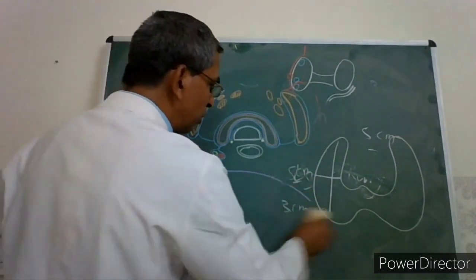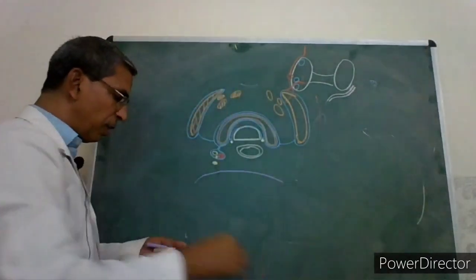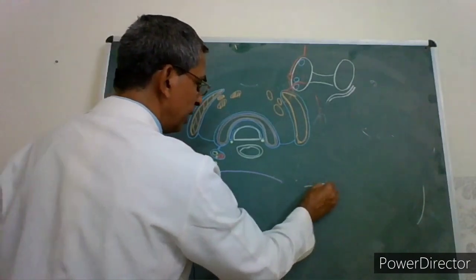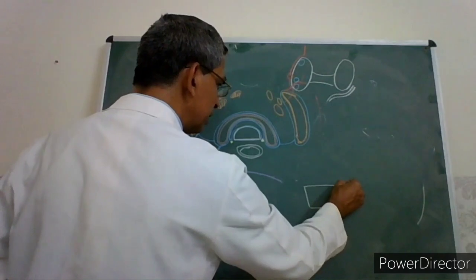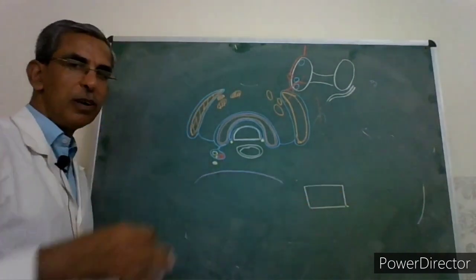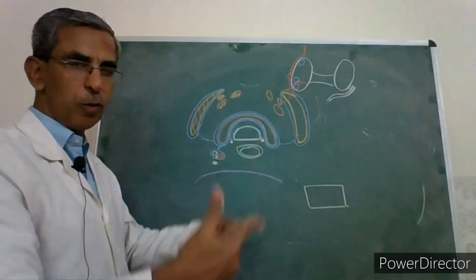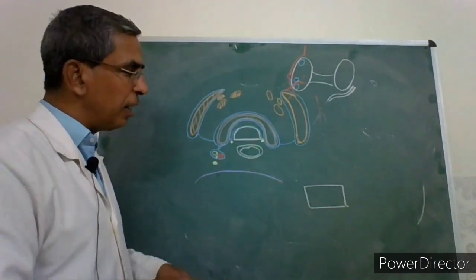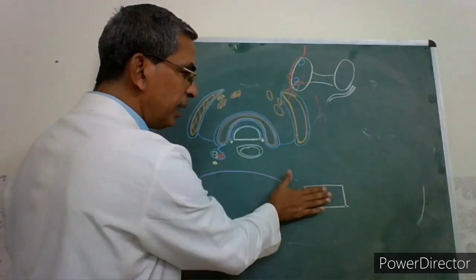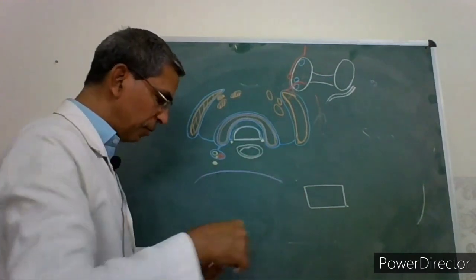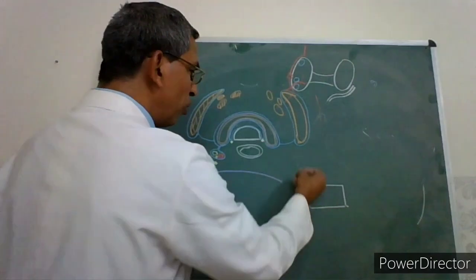Now, come to the isthmus. What about the isthmus? The isthmus is about 1.5 centimeters in height and 1.5 centimeters in breadth, equal dimensions. Now, what are the relations? The isthmus connects, as I told you, the two lobes to form the H-shaped gland. The isthmus has an upper border, lower border, anterior surface and posterior surface. Clear? Now, what about the relations of the upper border and the lower border?